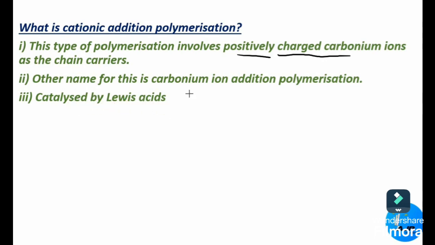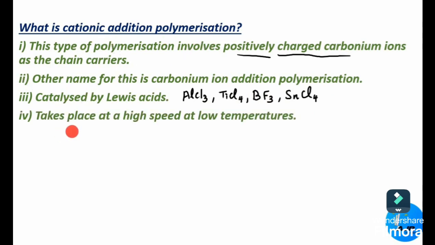Let me give some examples of these Lewis acids: AlCl3, aluminum chloride, TiCl4, BF3, boron trifluoride, and SnCl4. We have many other examples of Lewis acids, and these are the different types we normally use for catalyzing this cationic addition polymerization.